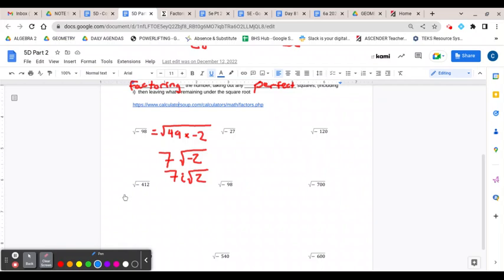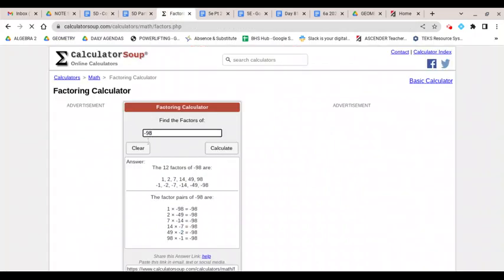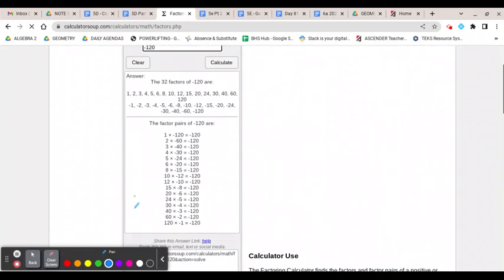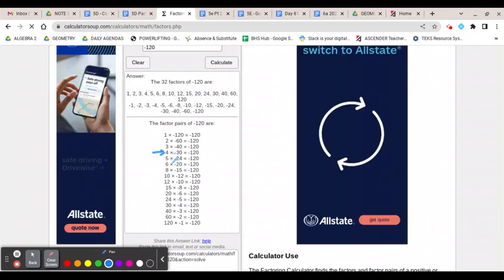Let's go over here to -120. So -120, again, we'll go to our factoring calculator and we'll find the factors of -120. And we'll look at all the numbers that are perfect squares that go into it. So we have 120, 60, 40, 30, 24, 20, 15, 12, 10, 8, 6, 5, 4. 4 is the only number that's a perfect square that multiplies into negative 120. So negative 120 is 4 times negative 30.